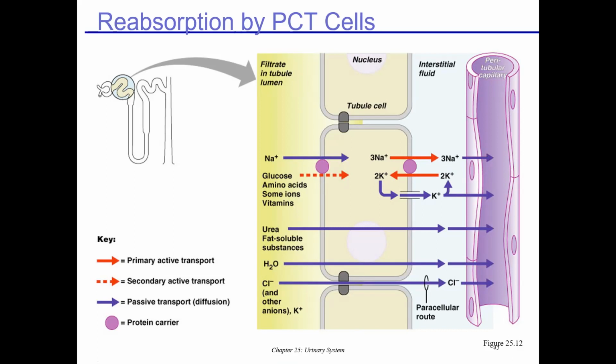We also see that our amino acids and our ions and vitamins are going to move across passively the same way. Anything fat soluble is going to move across passively. It's all going to come through, either through the membrane, or in some cases, we're going to have channels right here.